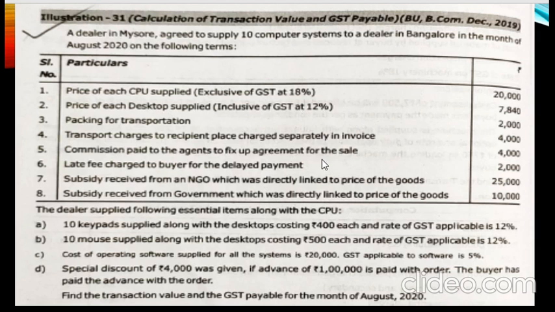So why is it composite supply? Because along with the primary goods, the secondary goods are acting as supporting goods for the primary. Without a desktop, a CPU is of no use. In the same way, without keypad and mouse, a computer cannot work, and without software there is no use of the computer. So all these are interrelated, so it is a composite supply. Now, as it is a composite supply, we will be taking 18%, the GST rate of the primary goods.